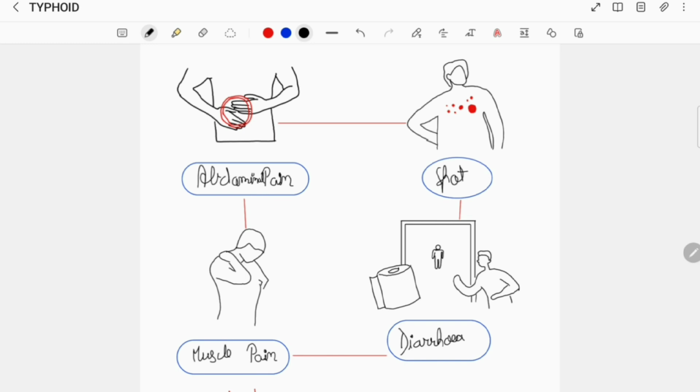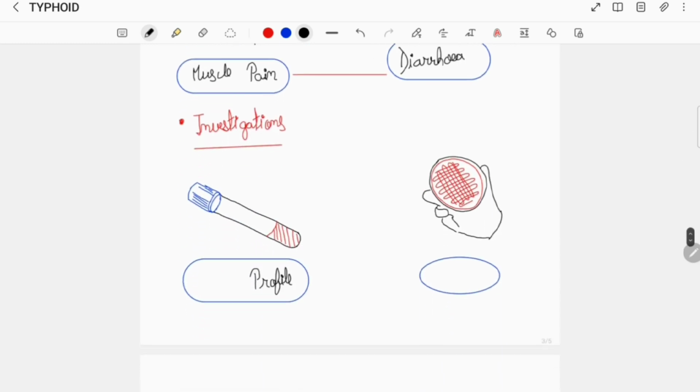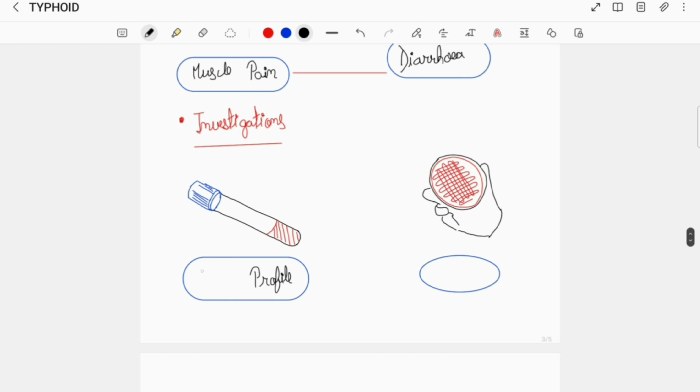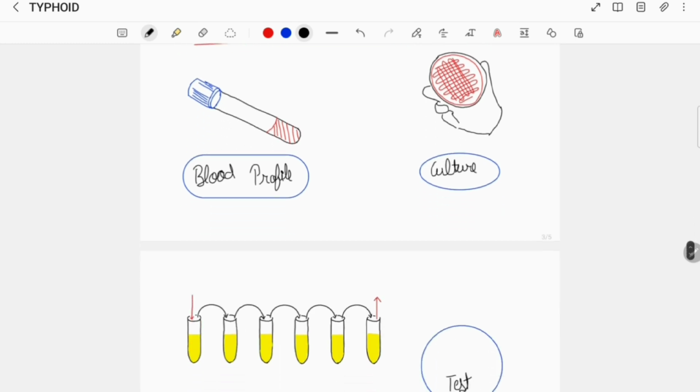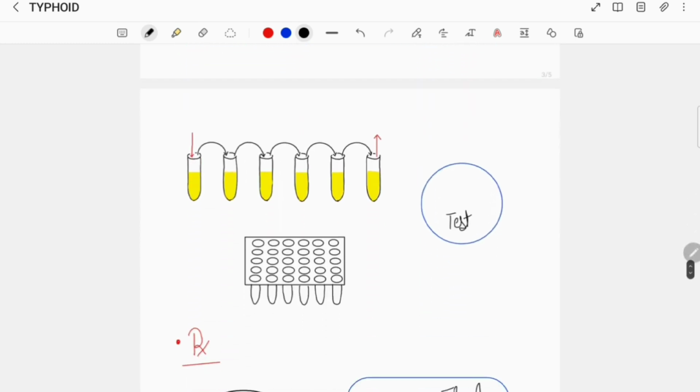To confirm the diagnosis of typhoid fever, your doctor will perform certain investigations which can include a blood profile. A blood profile will show altered WBC counts. Your doctor will confirm the diagnosis of typhoid fever by performing a culture. Also, your doctor may advise you to get a Vidal test done, which shows the O and H antigens.